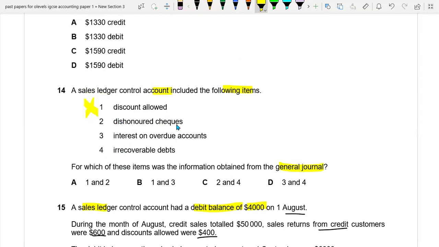Dishonored cheque. This is also not obtained from the journal. It is obtained from the cash book. Interest on overdue accounts. Yes, we make a journal for it, and we extract this information from a journal, and also the irrecoverable debts. So 3 and 4 is the right option.